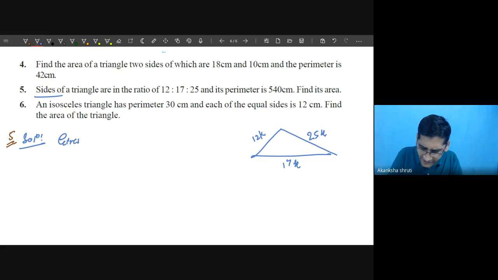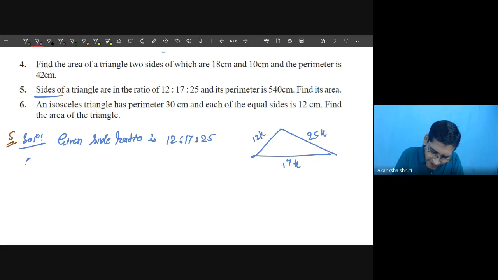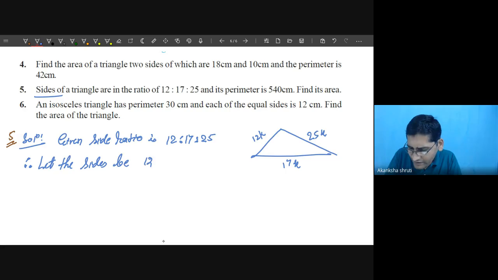So what is given? The side ratio is 12, 17, 25. Therefore, let the sides be, one of them will be 12 multiplied by some common factor. I am taking that common factor as k. It may be possible to take this common factor as x. Okay, it is up to you. So 12k, 17k and 25k. Always take this common factor as the same. Okay, it is this one.